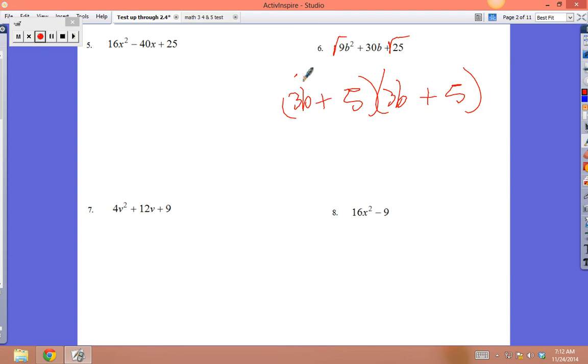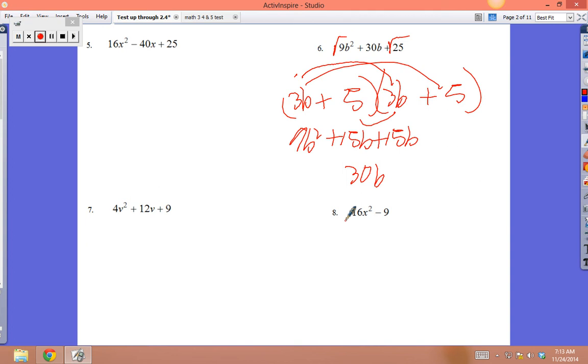And you can check it real quick. 3b times 3b, that's 9b squared. 3b times 5, that's 15b. 5 times 3b, that's another 15b. So that's how they got the 30b. A 15b and a 15b is a 30b. And then 5 times 5 is 25. So special cases are actually pretty easy. You just got to recognize the squares.